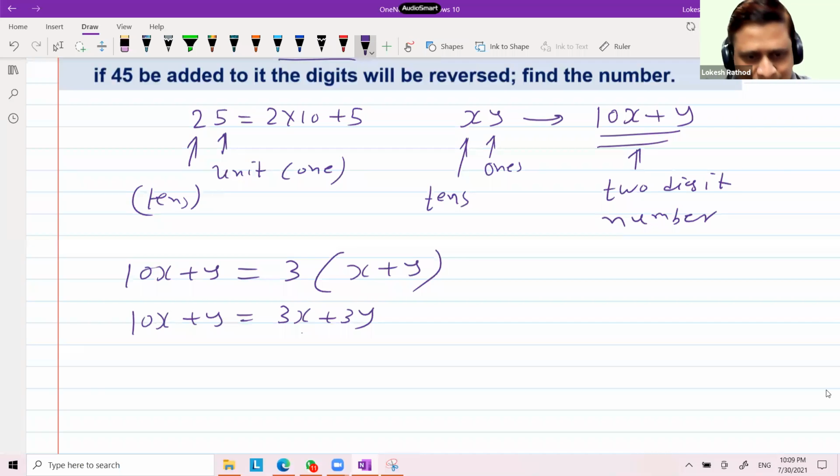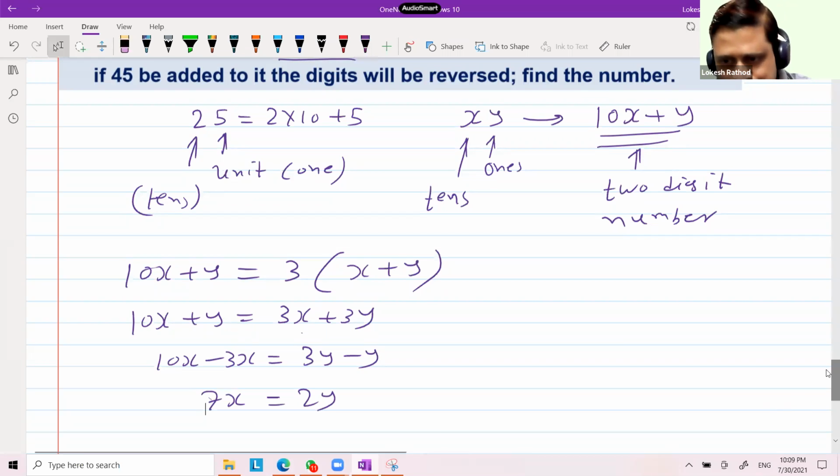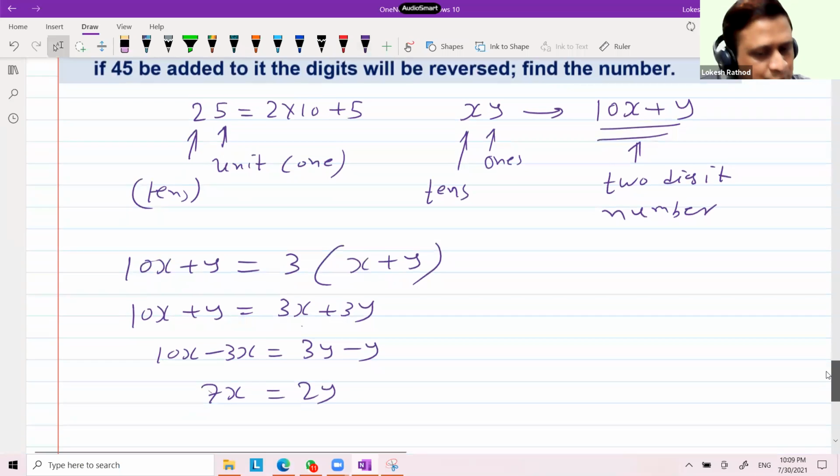x on one side, y on the other side. So 10x minus 3x equals 3y minus y, or 7x is equal to 2y. Are you getting this? 7x is equal to 2y. Okay. Now I have got a relationship between x and y. Fine.